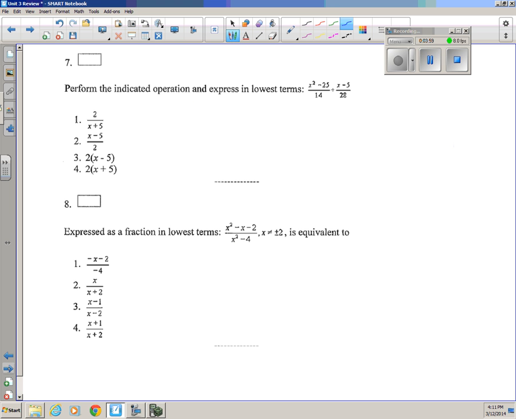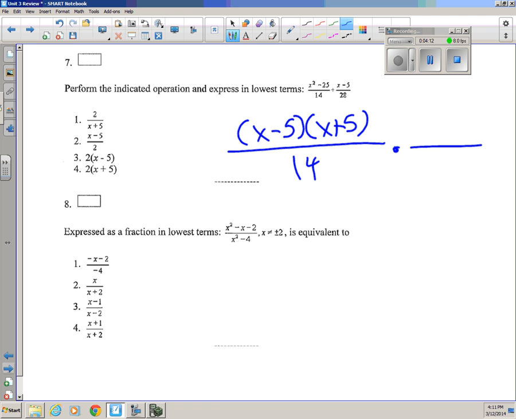This one, it might be hard to see, but it's a division problem. So I need to divide, which is keep, change, flip. I'm able to factor the numerator of fraction 1. Don't need to do anything with the denominator. Don't forget I have to flip. I have to multiply by the reciprocal.